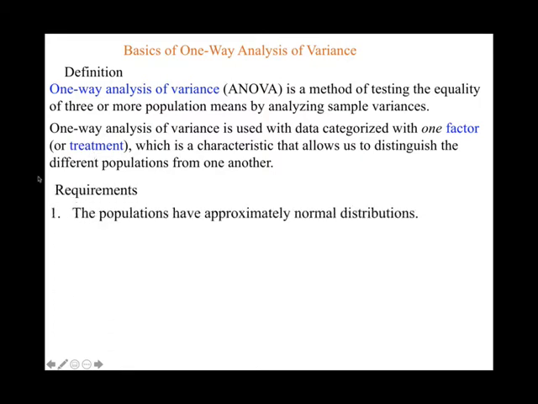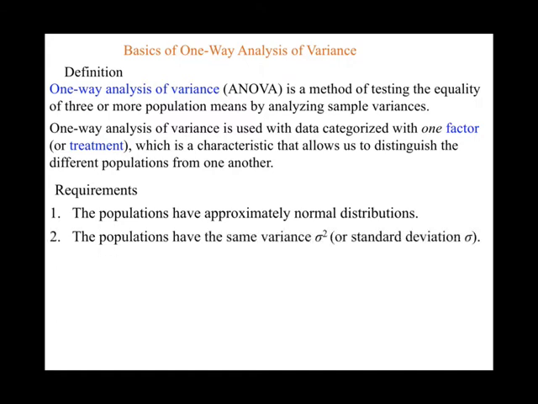Now, let's look at the requirements. Populations have approximately normal distribution. So all the populations are approximately normally distributed. Populations have the same variance. So we have three or more populations, and each population has the same variance, or the same population standard deviation. The samples are simple random samples.